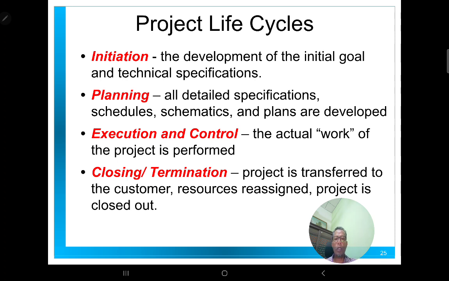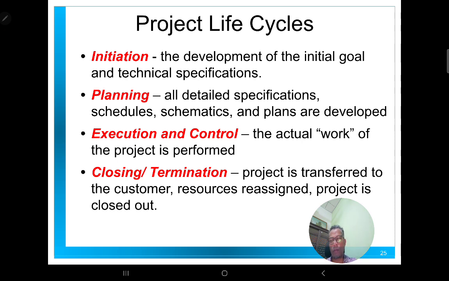And of course, when the initiation has started and you have proper planning, the next task will be the execution and control. So this is where the actual work happens, where it involves people, facilities, machines, technologies, software or hardware which is needed to perform the project. And then the closing termination life cycle, which includes the project's transfer to the customers, presenting the overall achieved or targeted goals for the particular project, and then resources reassignment if necessary.